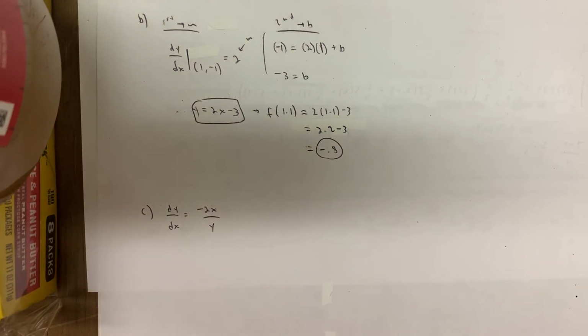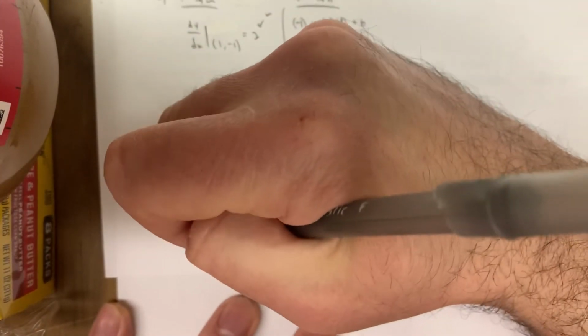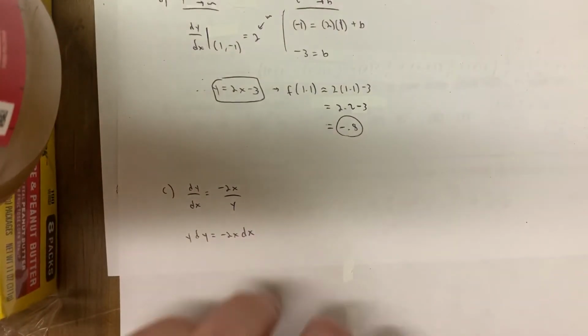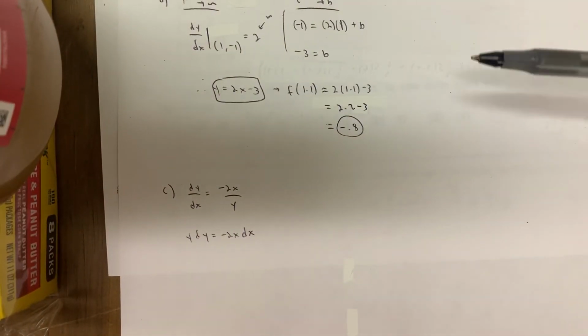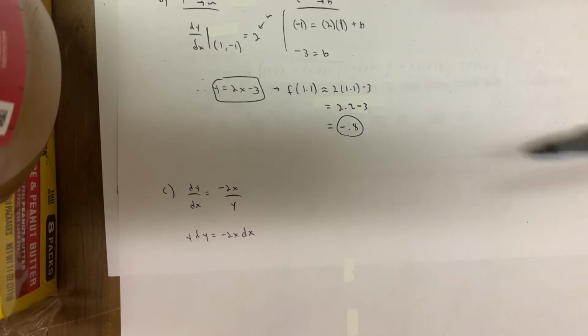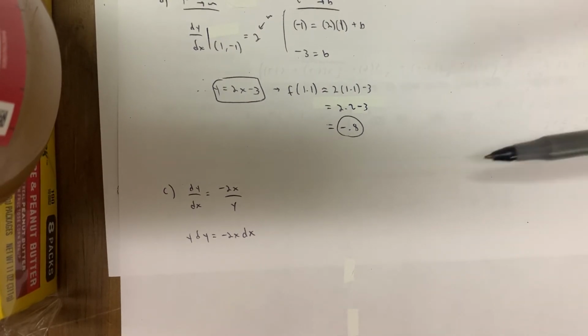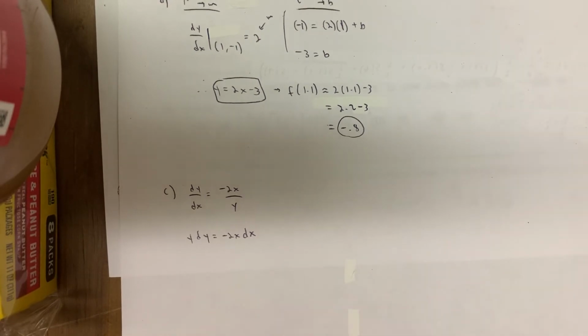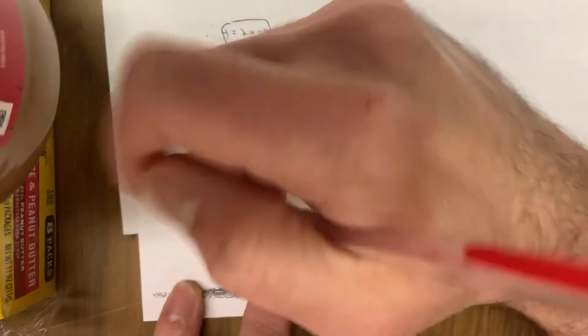Let's separate and integrate. Cross multiply: y dy equals -2x dx. We're already separated. You've got to keep them separated. If you know that song, now we can integrate.